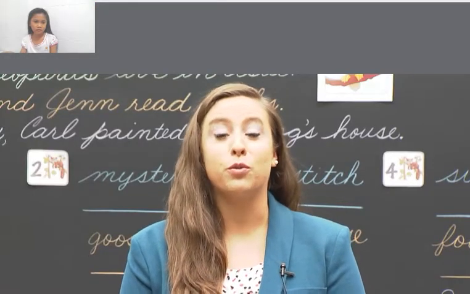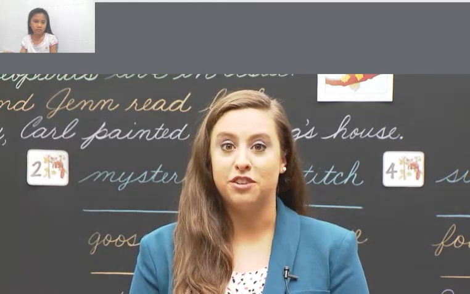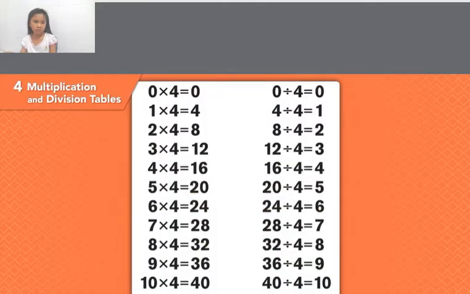Welcome to arithmetic. We're going to start with our 4 multiplication family. Girls are going to say the first fact, then boys, you will come and echo them with the second fact. So girls stand, 0 times 4, together begin. 0 times 4 equals 0.